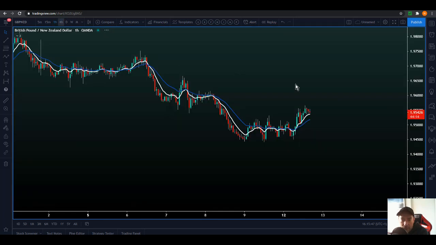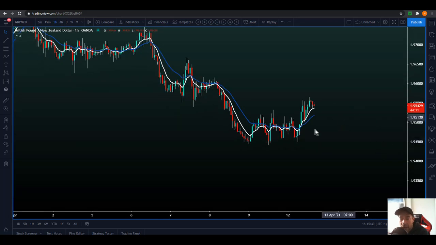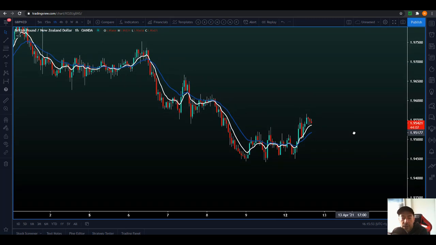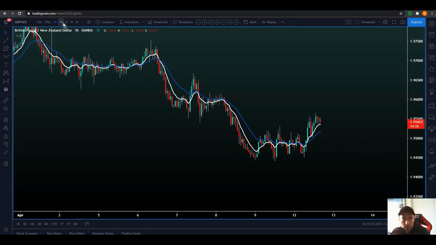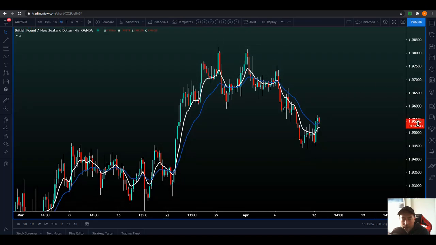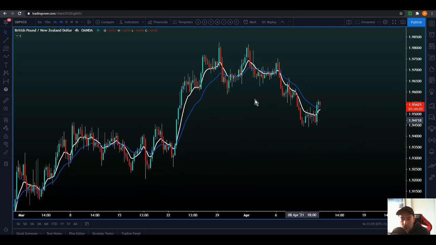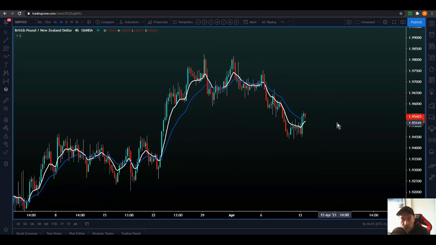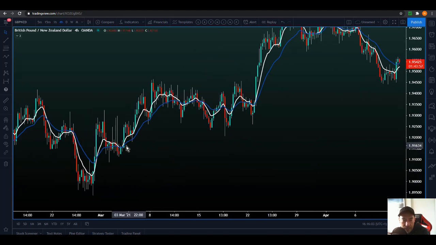On the hourly, have they crossed? They've actually crossed on the hourly. So that could be the very, very early stages of price changing trend. But the 4-hour is still bearish. I'd like to see those 4-hour EMAs cross like they did here, for instance.